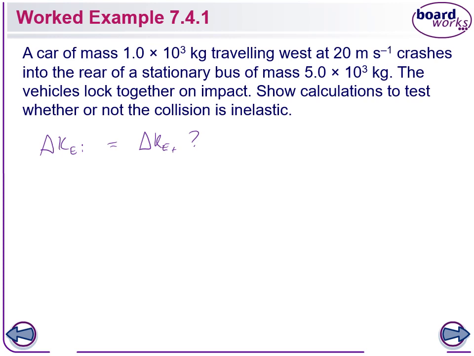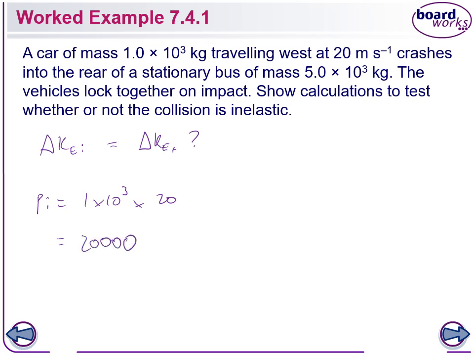Momentum. Good. Momentum, what do we know about it? It is always conserved. So if we know the momentum prior to the collision, we know the momentum after the collision. Our momentum initial is going to be 1 times 10 to the 3 multiplied by 20, because the bus isn't moving, so the bus has no momentum. So therefore, what do we get? 20,000.